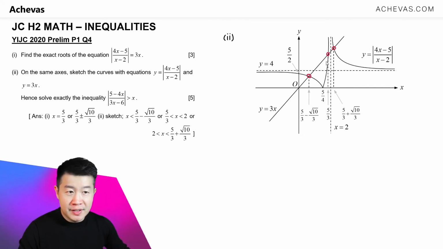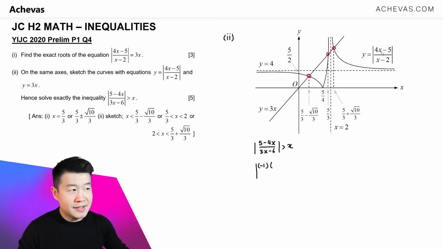We're going to make use of this to solve this inequality, which is modulus of (5 minus 4x) over (3x minus 6) is bigger than x. For the numerator, if I factorize out minus 1, we get the same numerator as the graph here, which is 4x minus 5. In the denominator, if we factorize out 3, we get x minus 2, the same as the denominator here. This is bigger than x. Modulus of minus 1 is still equal to 1. And I can multiply the 3 across to the other side.